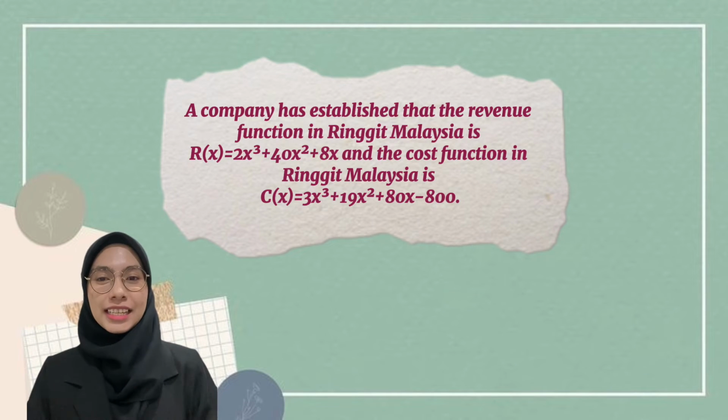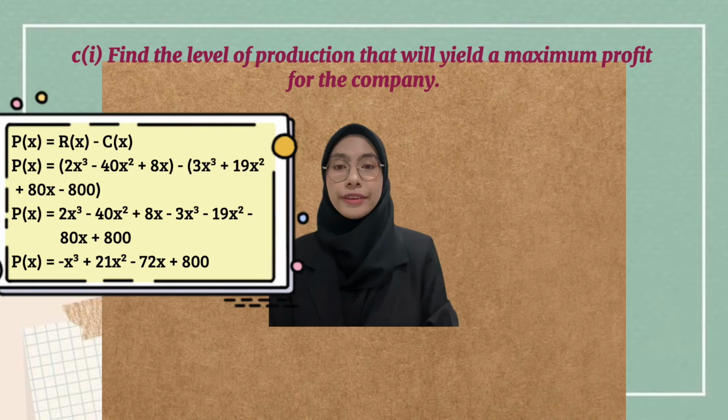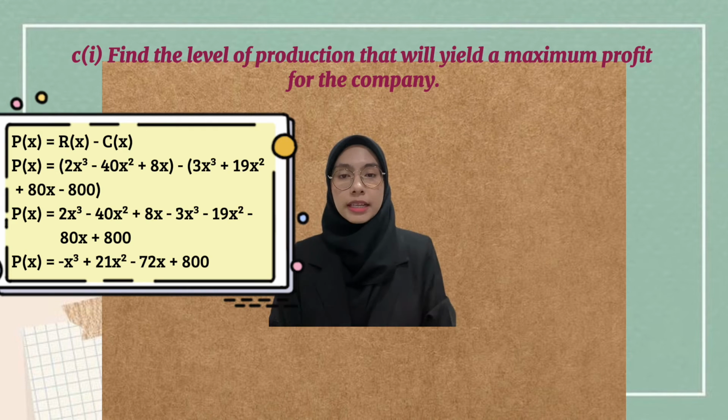The last question is, a company has established that the revenue function in ringgit is R(x) equal to 2x cubed plus 40x squared plus 8x, and the cost function in ringgit is C(x) equal to 3x cubed plus 19x squared plus 80x minus 800. The first question is, find the level of production that will yield a maximum profit for the company. The formula to find the profit is R(x) minus C(x).